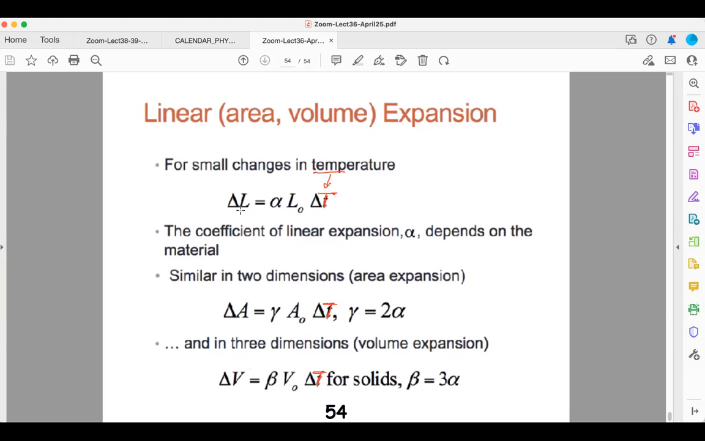So delta L is the final length minus the initial length, which is equal to alpha times the initial length times delta T. Delta A is the final area minus the initial area, which is gamma A initial delta T, and gamma, as we have already seen, is 2 times alpha. And delta V is the final volume minus the initial volume, which is beta times the initial volume times delta T, and beta is 3 times alpha.